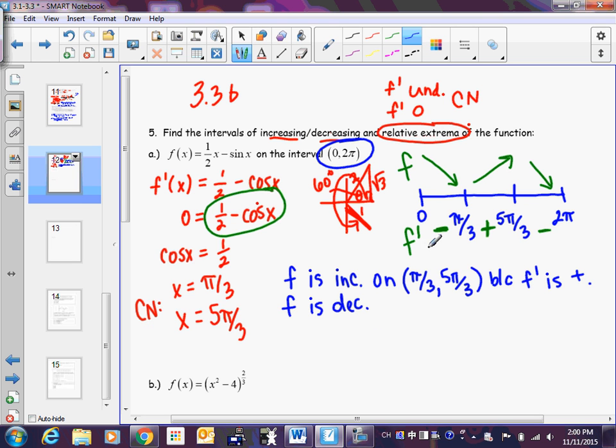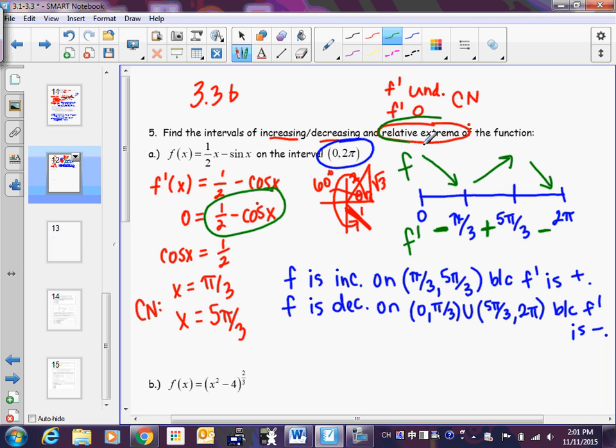F is decreasing. Now I have two different sections, so I have to write them out. The first section is 0 to pi over 3, and then I'm going to union that with 5 pi over 3 to 2 pi. Because f prime is negative. Okay, so those are the intervals of increasing and decreasing.